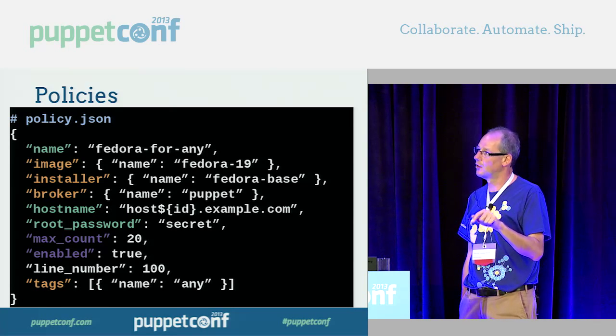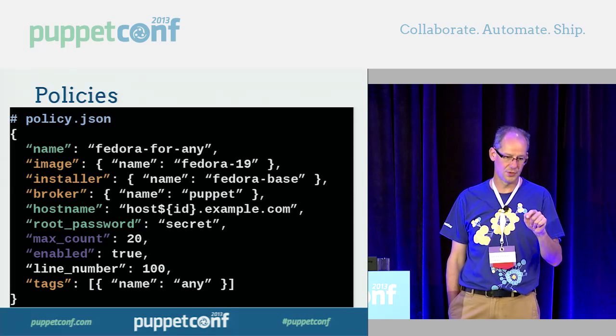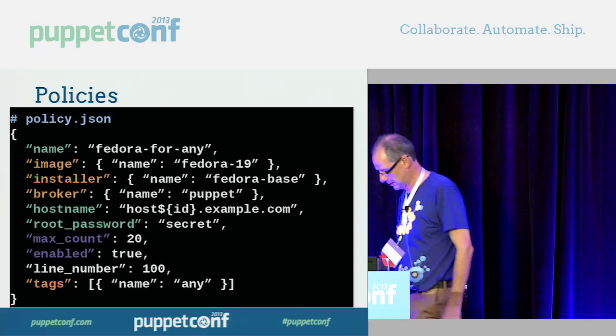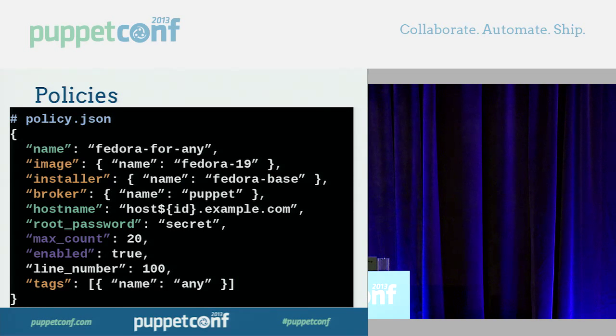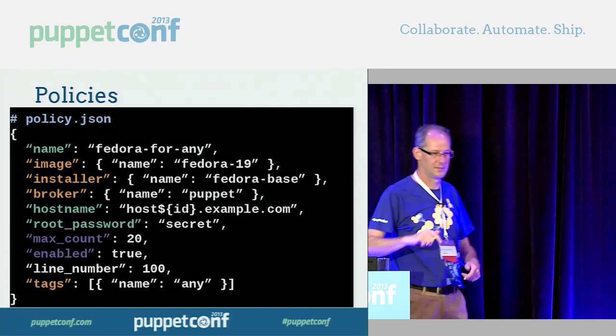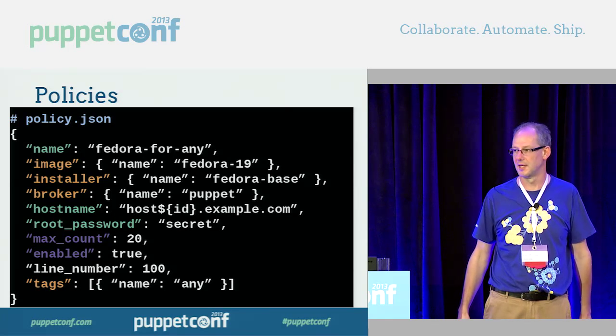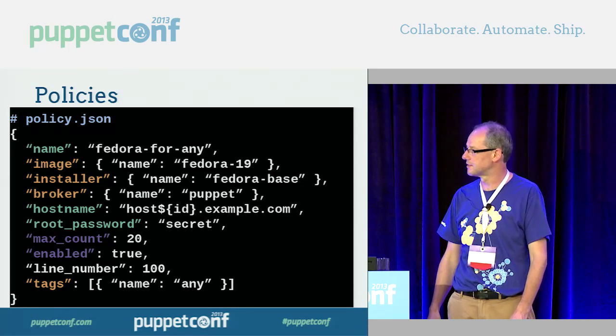You can limit how many nodes should be installed with a given policy with this max count. This says that this policy can only be used for up to 20 nodes, and once you have 20 nodes running this policy, it doesn't apply anymore. And maybe there's another policy later on in the policy table that matches the same things but does something slightly different.